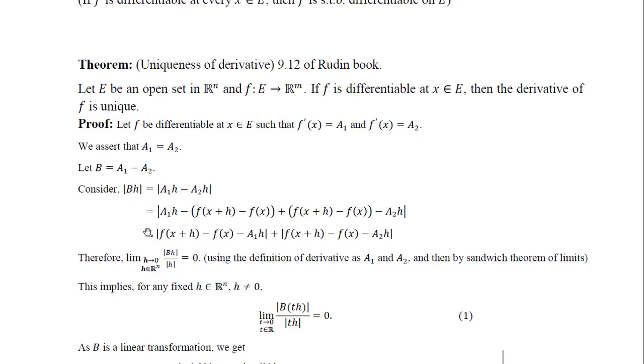So the limit of norm bh upon norm h is less than or equal to the norm of this upon norm h plus the norm of this upon norm h. And then let us take the limit on both sides as h tends to 0. Now you have to simply use the theorem, that is the definition of this part tending to 0, because a1 is the derivative, and this part also tending to 0 when divided by norm h, as a2 is the derivative again.